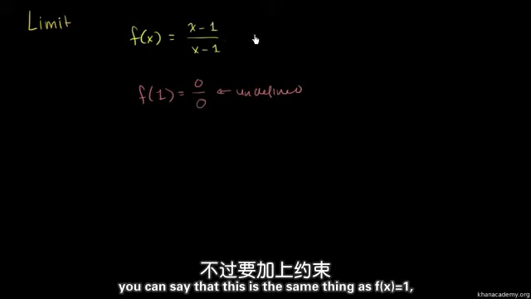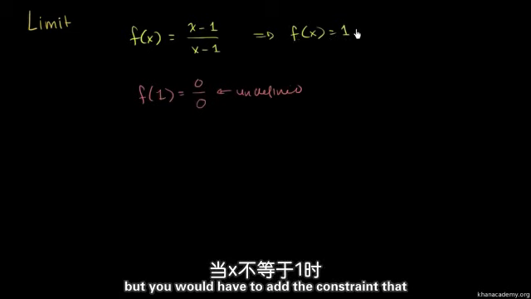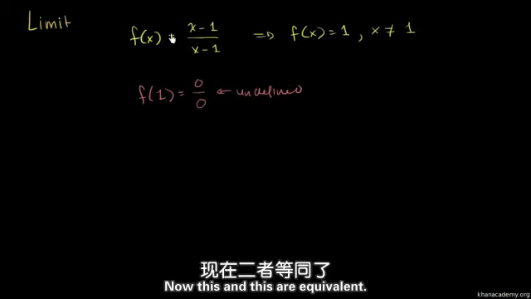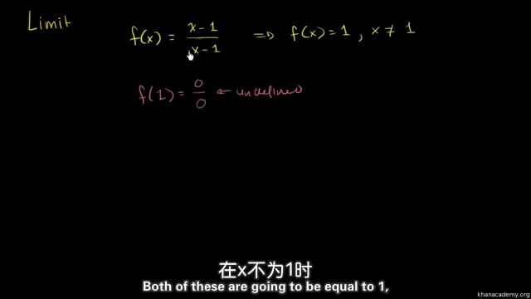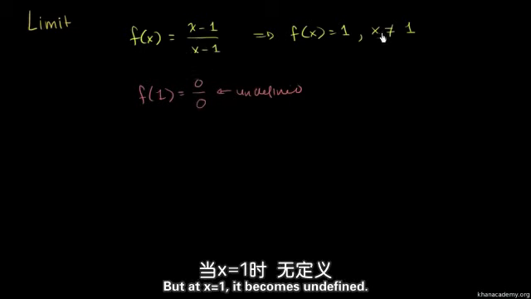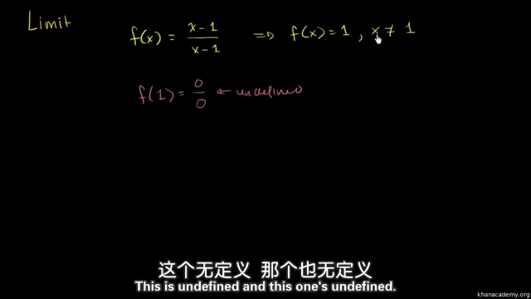You can say that this is the same thing as f of x is equal to 1, but you would have to add the constraint that x cannot be equal to 1. Now this and this are equivalent. Both of these are going to be equal to 1 for all other x's other than 1, but at x equals 1, it becomes undefined. This is undefined, and this one's undefined.